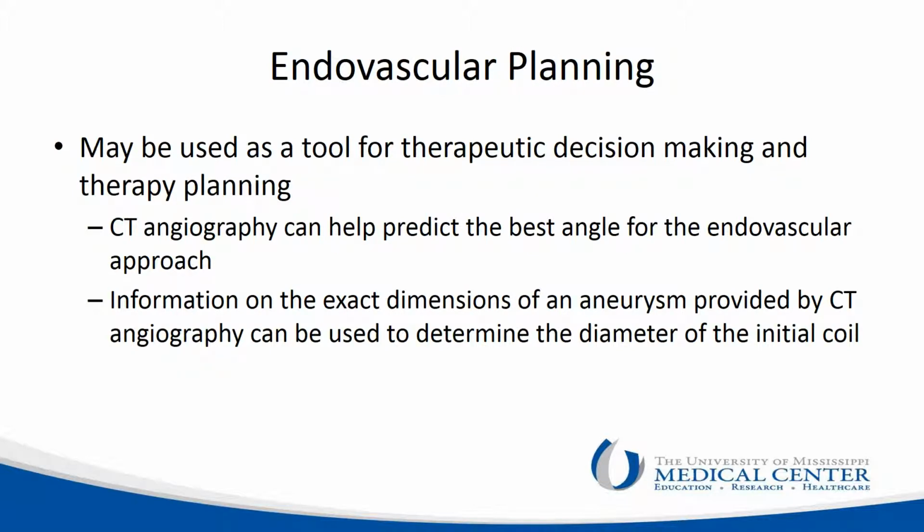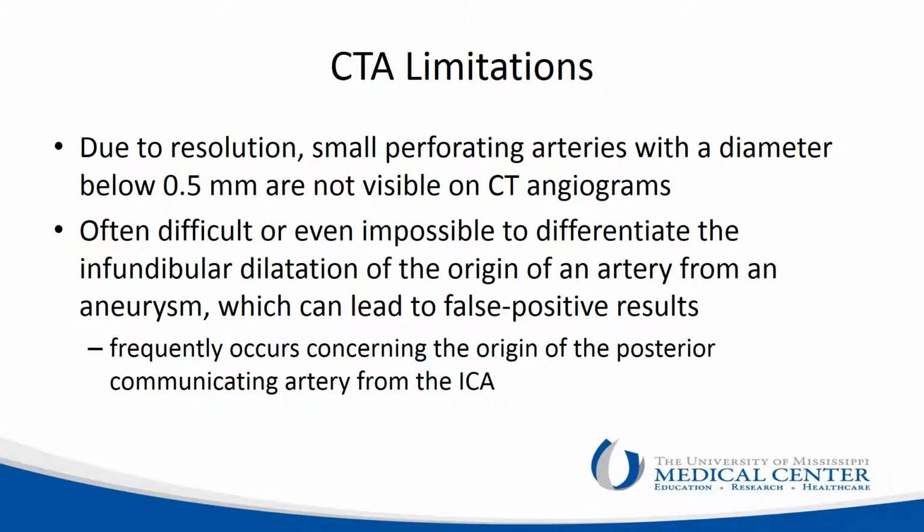Endovascular planning with the CTA can be used to predict how to approach endovascularly and what projection to get at that time. It can give you a better idea of the dimensions of the aneurysm to figure out what would be the best initial coil to use.